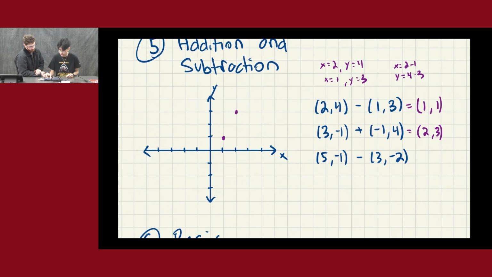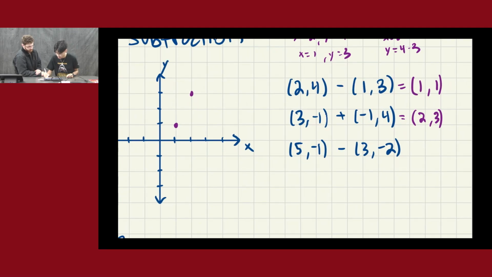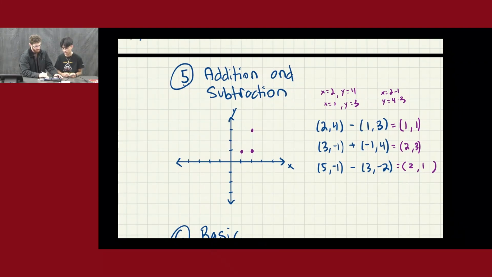Okay. If we're subtracting 5 and 3, that should give us 2. That one should give us negative 3. Close. So if this is negative 1 and you're subtracting that, you're subtracting negative 2. So you're going to want to add that, essentially, because you're subtracting a negative, leaving you with 1. So it's going to be 2, 1 right here.